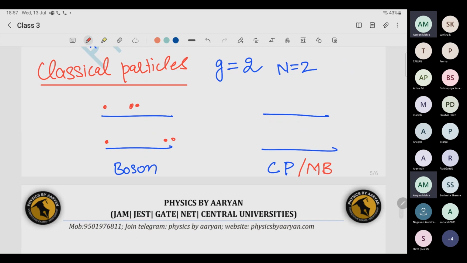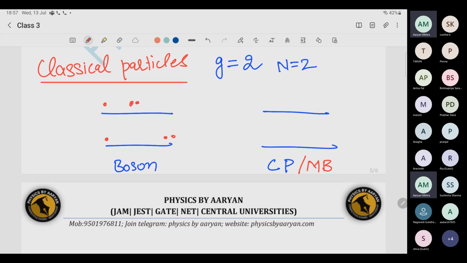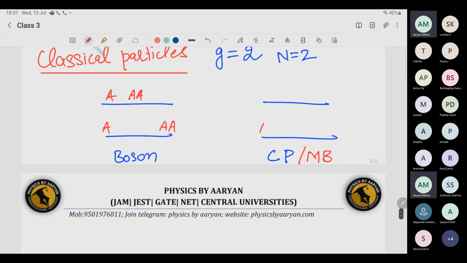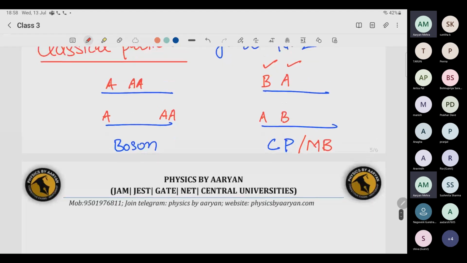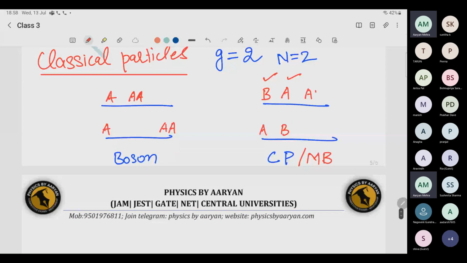Now comes the classical situation. In classical, I said the particles are distinguishable. You can distinguish between two particles. So you cannot put dots. You have to put A, B. In this situation it is like AA, AA, and AA because you can't distinguish. But in this classical case, it is AB. Now, BA is another state because this state and this state are different. Again, AB and BA. So you see the number of ways increased by 1.